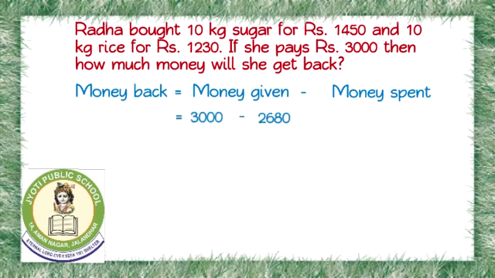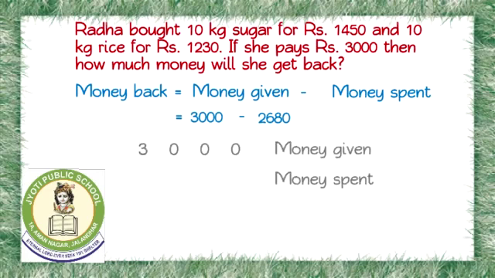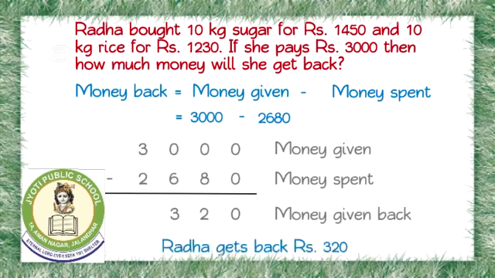Now we have to find the money that comes back. The money given minus the money spent is the money that comes back. Let's do the subtraction. Radha gets back rupees 320.